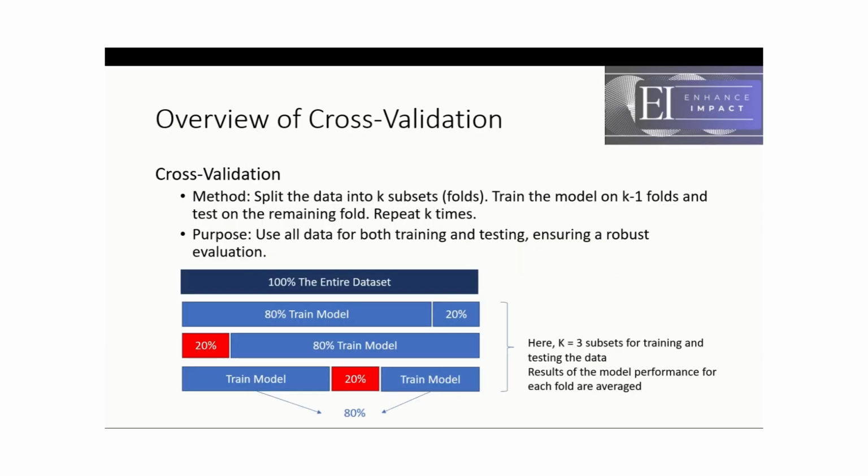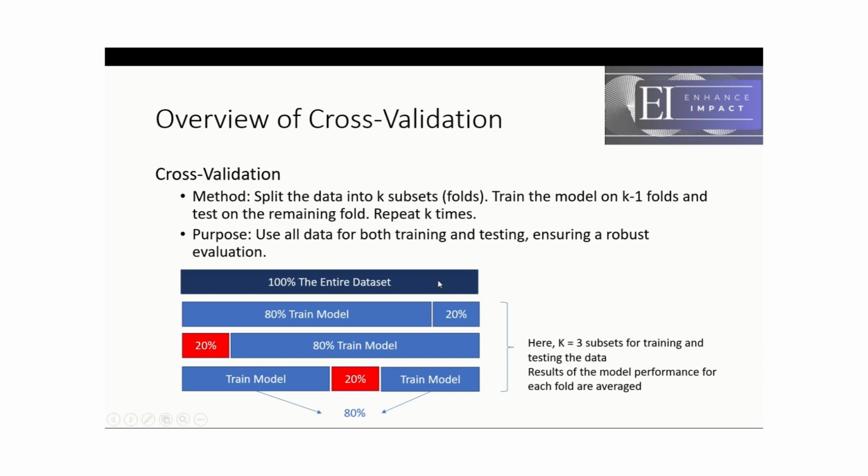Cross-validation is our last method that we're going to discuss today. We use cross-validation to split the data into K subfolds or K subsets. We train the model on K minus one of the folds and test on the remaining fold, and we repeat K times. The purpose is to use all the data for both training and testing, ensuring a robust evaluation.